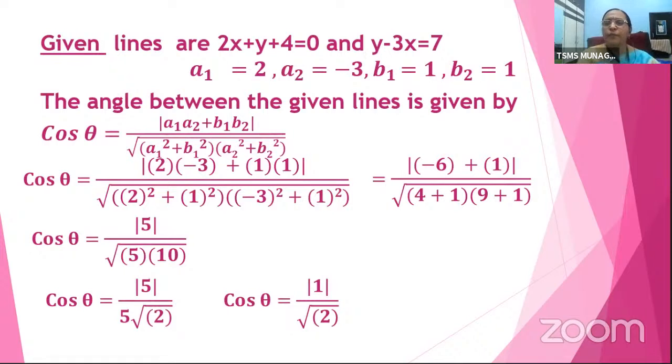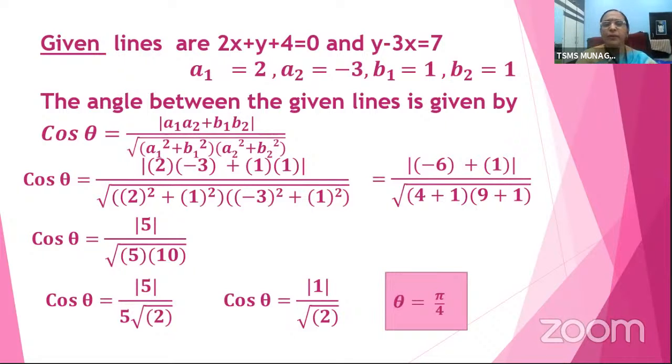And you know at what angle you will be getting 1 by root 2. I hope you remember from your 10th class that cos has the value 1 by root 2 at 45 degrees. So if theta is pi by 4, then cos theta is 1 by root 2.